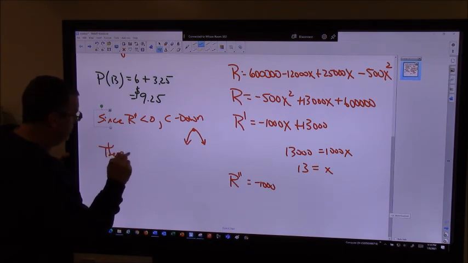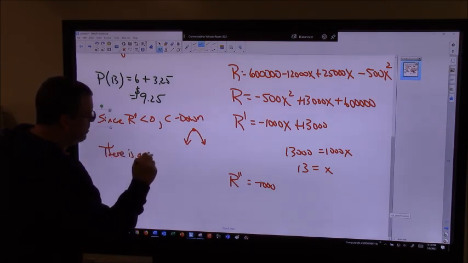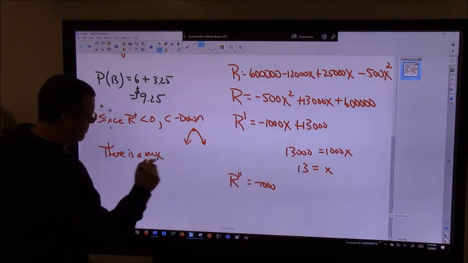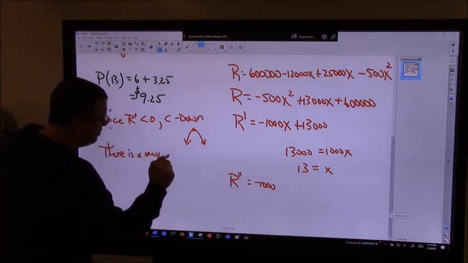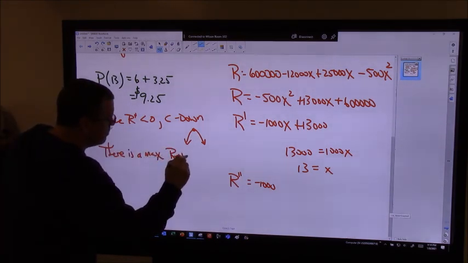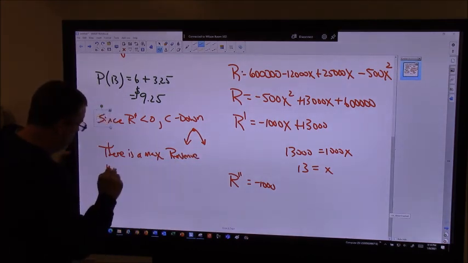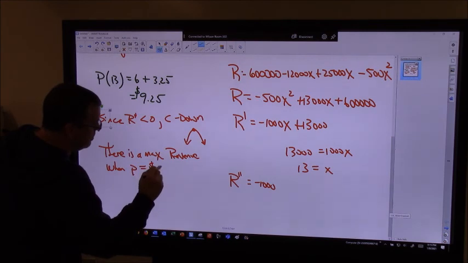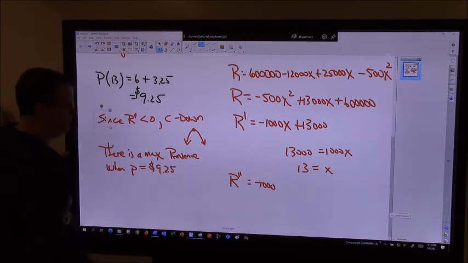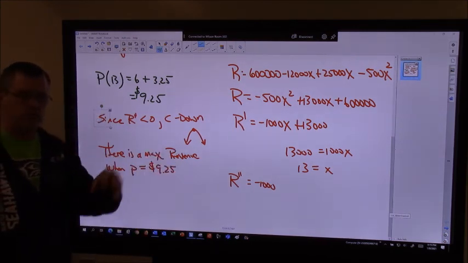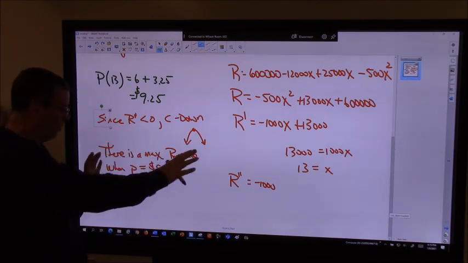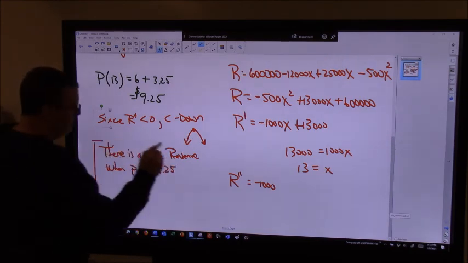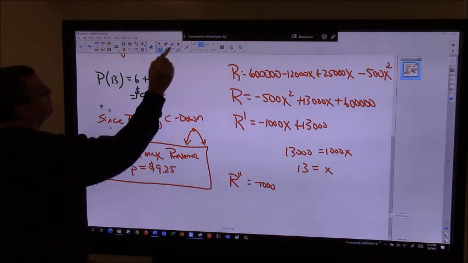So there is a maximum revenue when the price equals $9.25. Or you could say when we charge $9.25. I don't care how we word that as long as we get the message in there. So there it is right there.